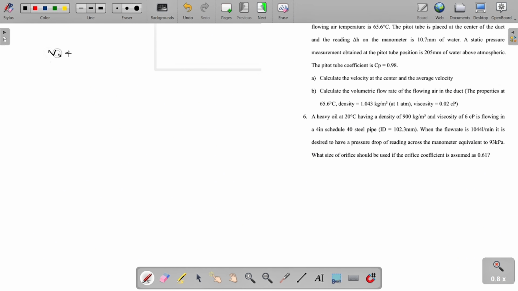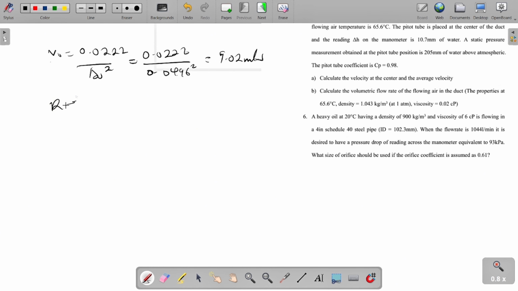So you can see that V naught now becomes 0.0222 divided by D naught squared, where D naught gives us 0.0496 squared. So over here I'll be getting 9.02 meters per second, right? So that's the V naught I have now. So now the Reynolds number will be rho V D divided by mu, which is 900 multiplied by 9.02 times 0.0496 divided by 6 times 10 to the power minus 3.